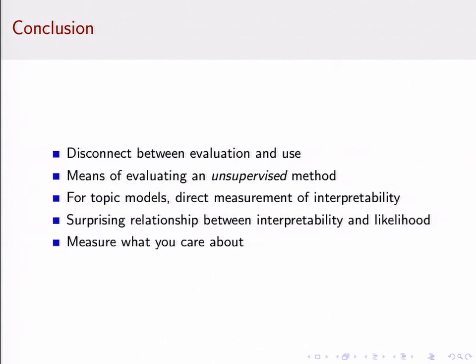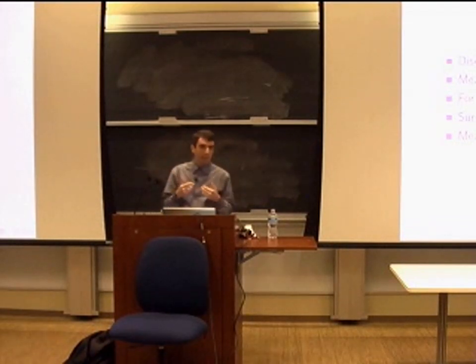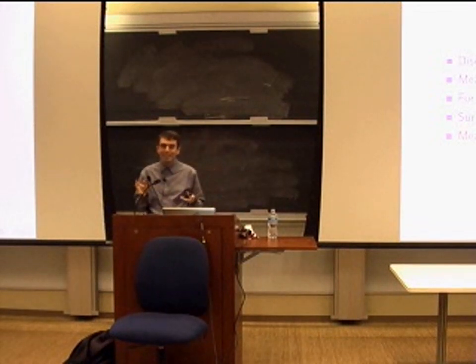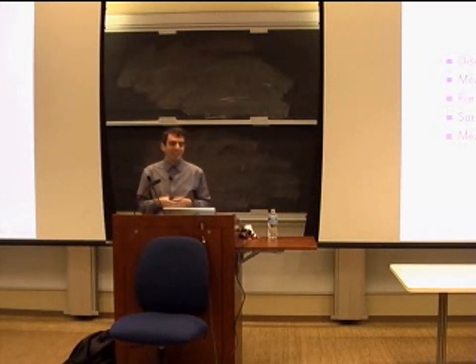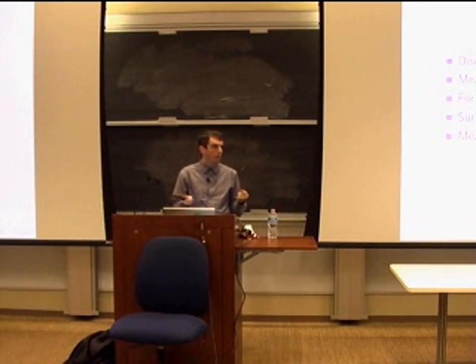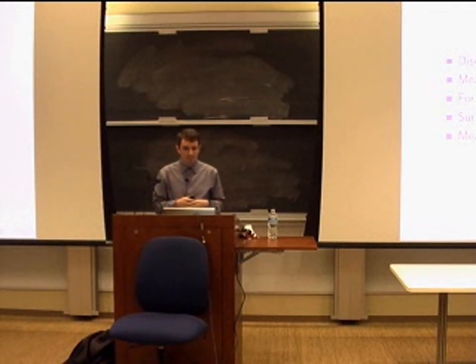And for topic models, even though it's an unsupervised method, there are ways that you can make direct measurements of how useful they are, or how interpretable, at least, they are to human beings. And at least to me, this is a surprising relationship between the interpretability of the model and the likelihood. And so I think the takeaway of this is that you should measure what you care about. If you care about likelihood, if you're doing a prediction task, then sure, perplexity, likelihood is great. But if you're doing something as an aid to visualizing large corpora or to understanding what's going on in a data set, then maybe that isn't the metric you should be using.